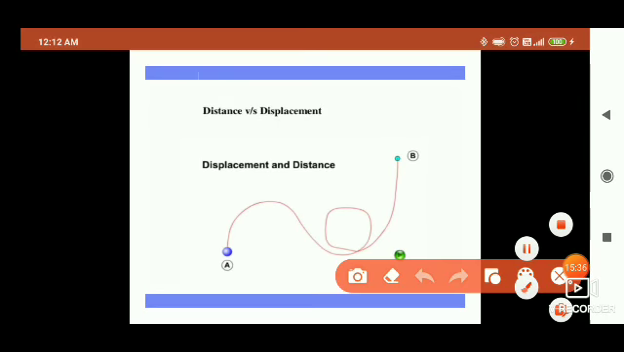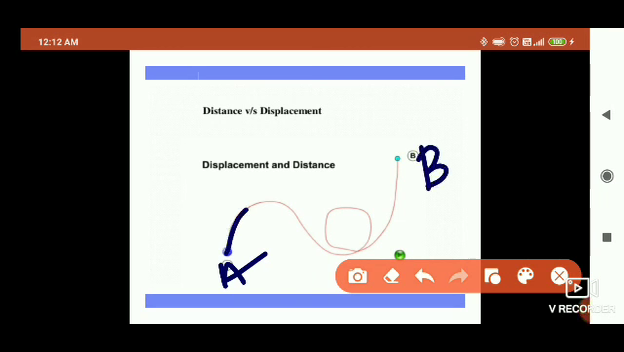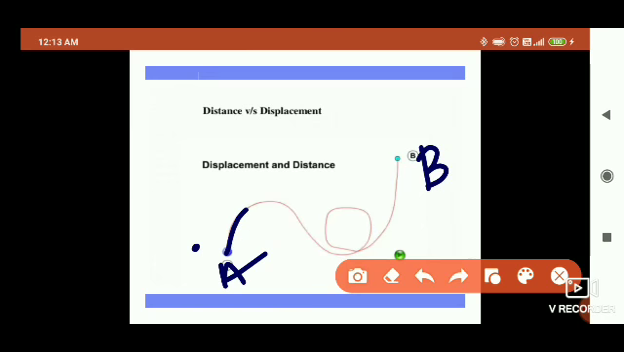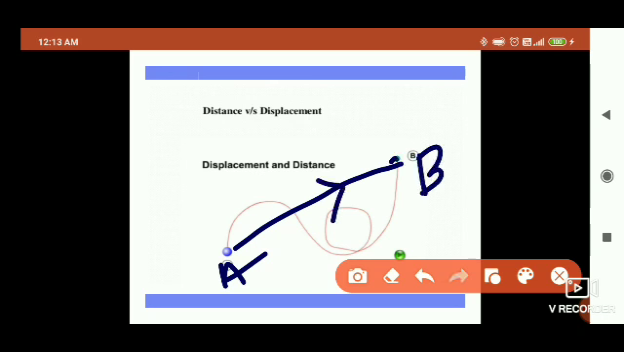Now let us consider a very genuine case. Let this be point A and let this be point B. Suppose an insect has to travel from point A to B. It can go in this way or it can also go in this way. The shortest path through which it has gone, that means a straight line, is displacement. But the curvy line through which it has gone may be considered as distance. So displacement is the shortest path between A and B. The straight line is the shortest path between any two given points in two dimensions.